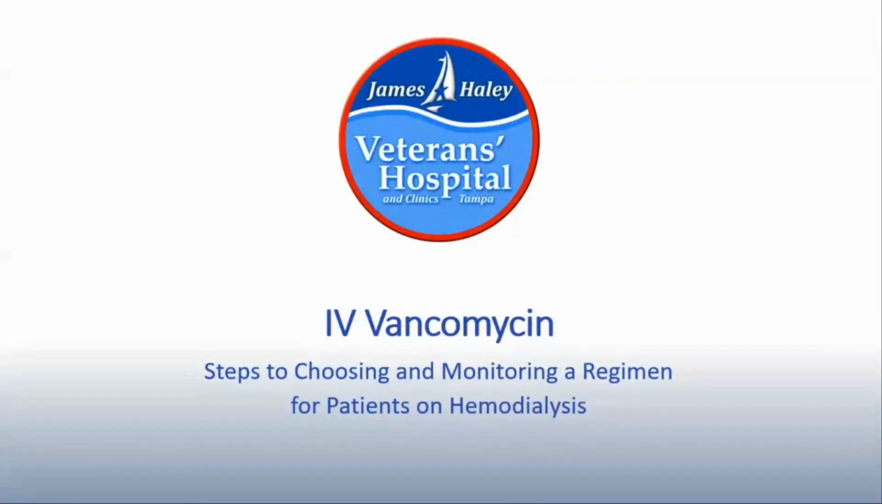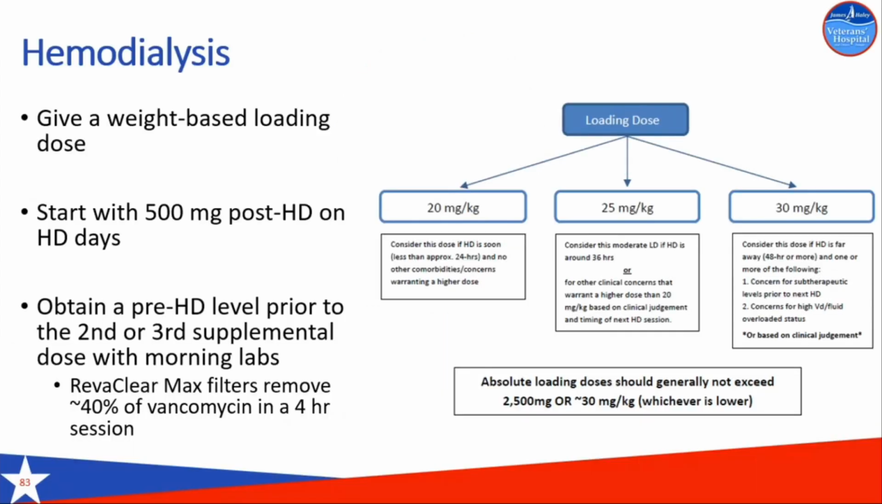The last thing I wanted to go through, because it does come up pretty frequently, is IV Vanco for patients on hemodialysis. So this is a little bit different. For our hemodialysis patients, the first thing we need to do is give a weight-based loading dose. And there is an algorithm on your screen. It's usually between 20 to 30 milligrams per kilogram of actual body weight, depending on their clinical status and then how soon their next hemodialysis session is. After you give that loading dose, there's really not a lot of thought involved. You can typically start with 500 milligram supplemental doses after dialysis.